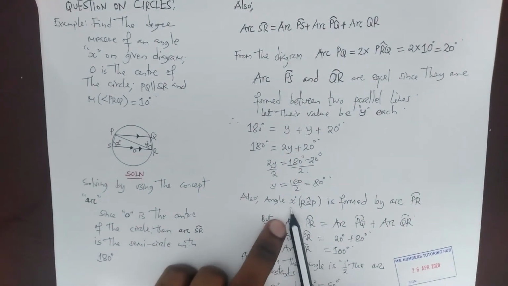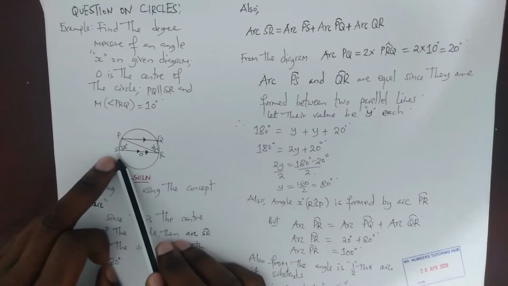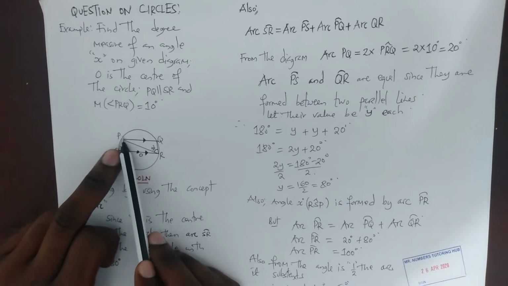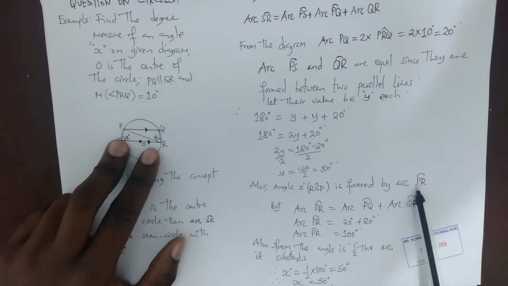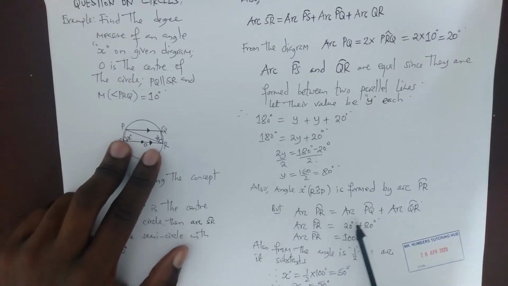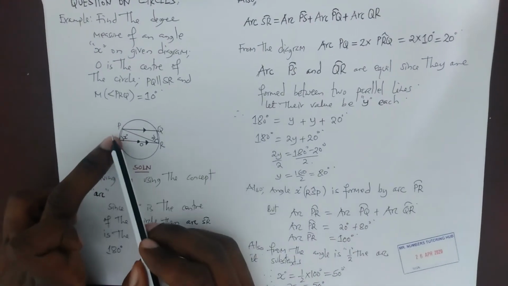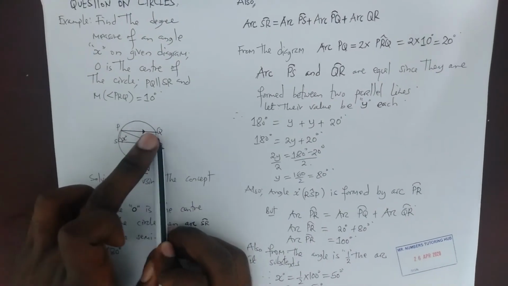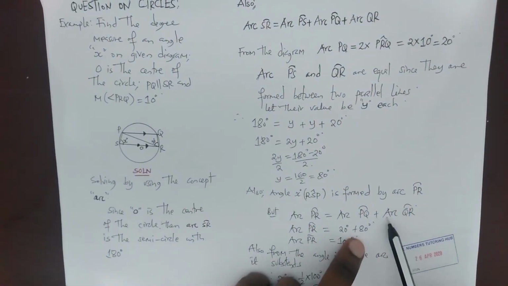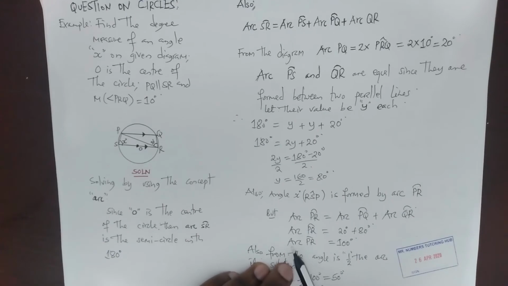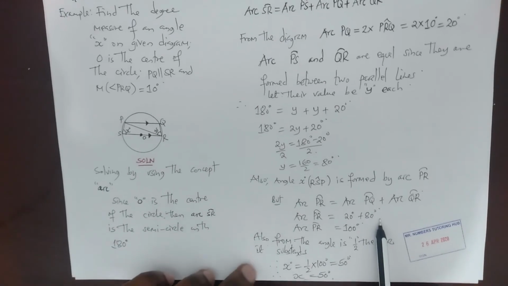Also, the angle x, which is RSP, subtends an arc from P to R. The angle is formed by arc PR. Arc PR equals arc PQ plus arc QR. Therefore, the value of arc PQ is 20 and the value of arc QR is 80. Therefore, arc PR equals 100 degrees, if you take 20 and add 80.